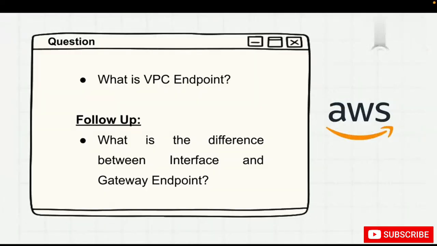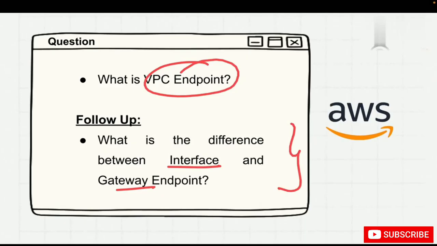Hi everyone. In this session, we are going to understand about VPC endpoint. The question can be asked in a follow-up way, like what is the difference between interface endpoint and gateway endpoint? Generally, when we are connecting to AWS services like S3 and DynamoDB, which are completely managed by AWS, we can connect to them securely. Rather than going through the public IP, we can securely connect to them internally. Let's understand more about it.